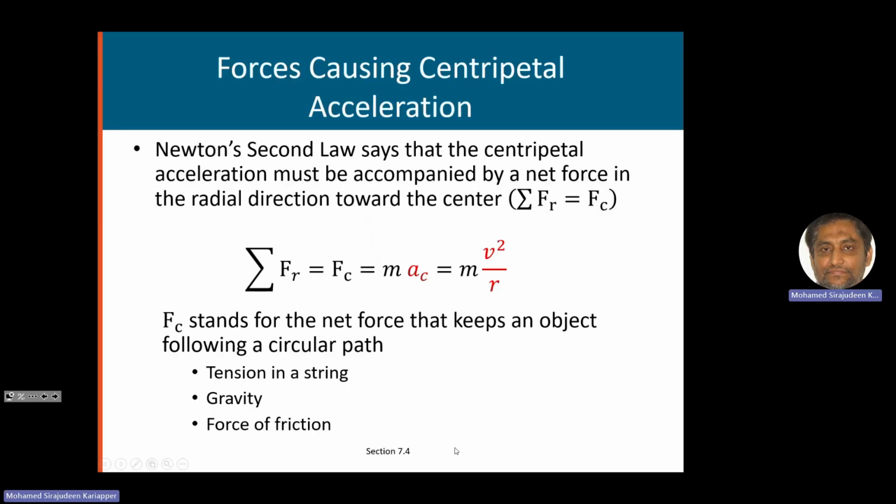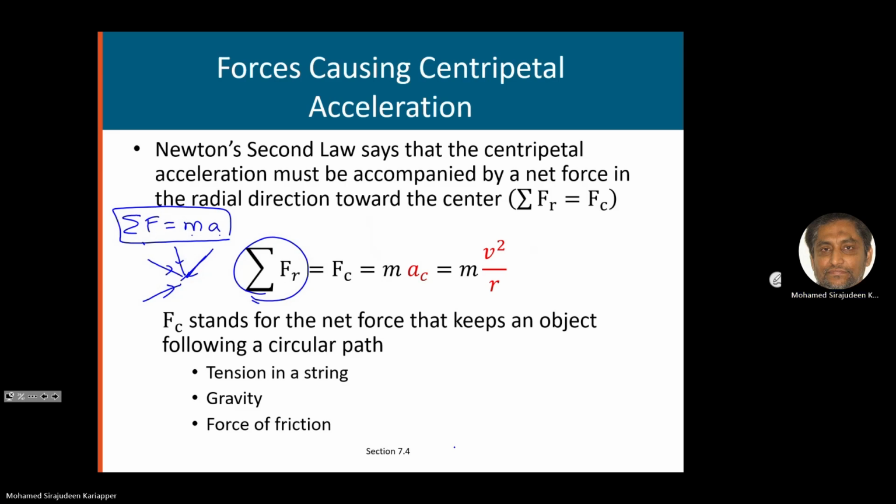Now we come to the dynamics of circular motion. In other words, we are going to apply Newton's second law, which is: net force is equal to mass times acceleration, for circular motion. So it is the net force, and because the acceleration is directed to the center, the direction of the force must be toward the center. We call it a centripetal force because it is directed toward the center.